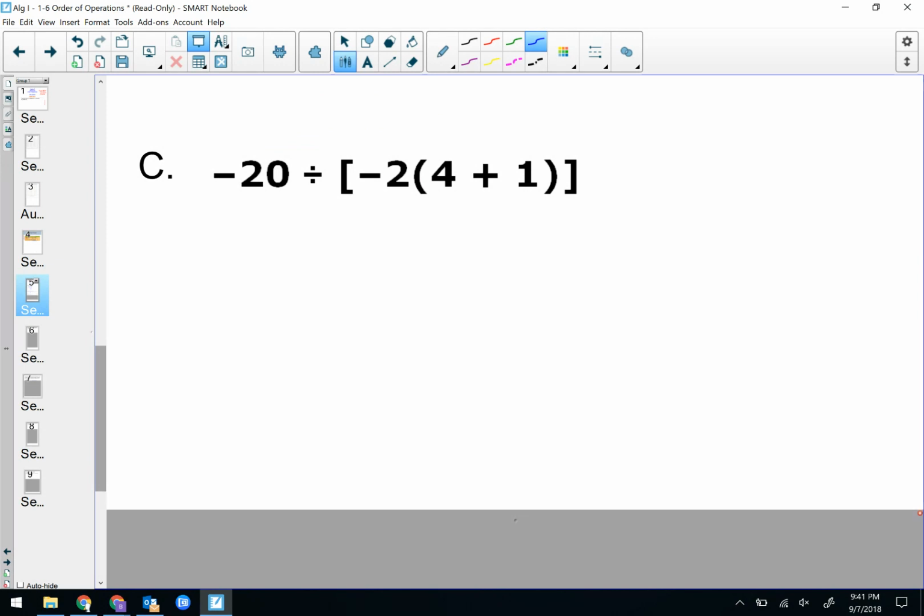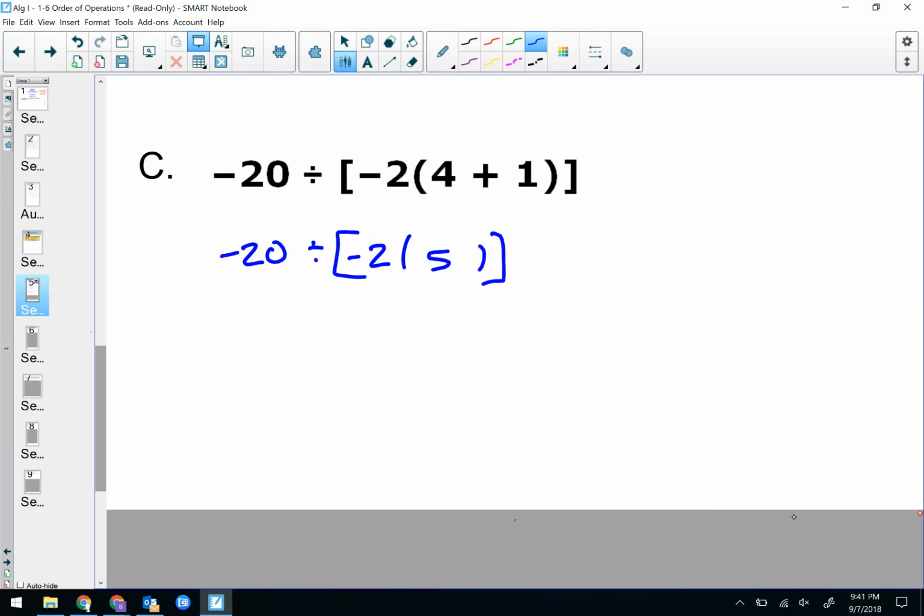So, first thing, parentheses. There are grouping symbols. I actually see 2 different types of grouping symbols. I see a bracket, those are called brackets, and then I see a parenthesis. So, I'm going to go from the inside out with my parenthesis here. Negative 20 divided by negative 2, and inside the parenthesis now, we get a 5.